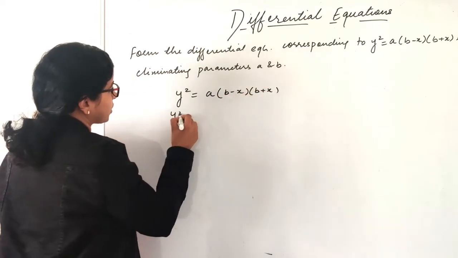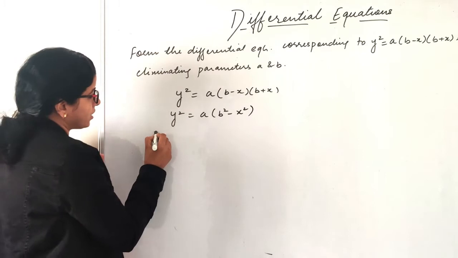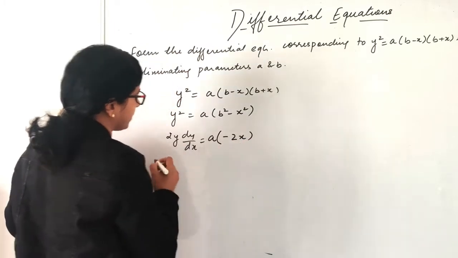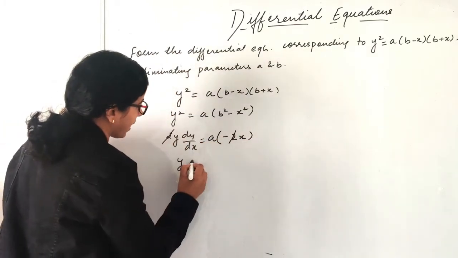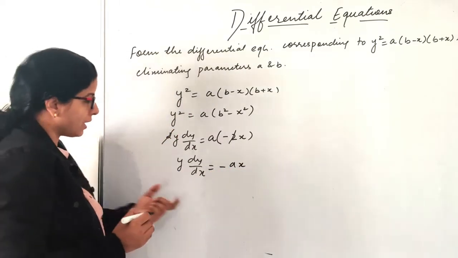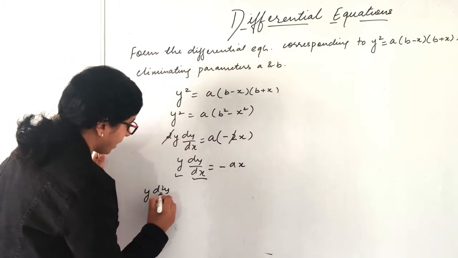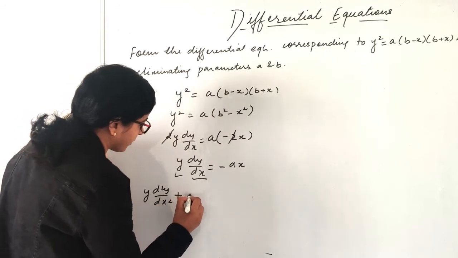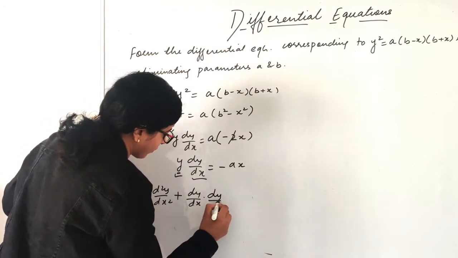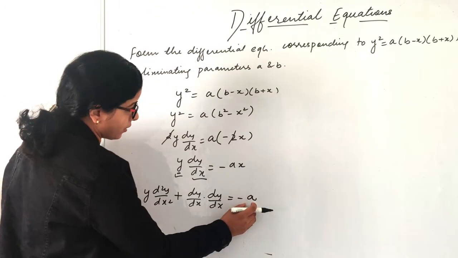So I can rewrite this equation as y square equals a(b square minus x square), right? Now let us differentiate: 2y dy by dx equals to a into minus 2x, right? I can cancel this out. So y dy by dx equals to minus ax, correct? Now again we will differentiate it. So we will use the product rule here. So y d2y by dx2 plus, now I'll differentiate this, so I'll get dy by dx into dy by dx, which I have copied as it is, equals to minus a. So I have got the value of minus a over here.